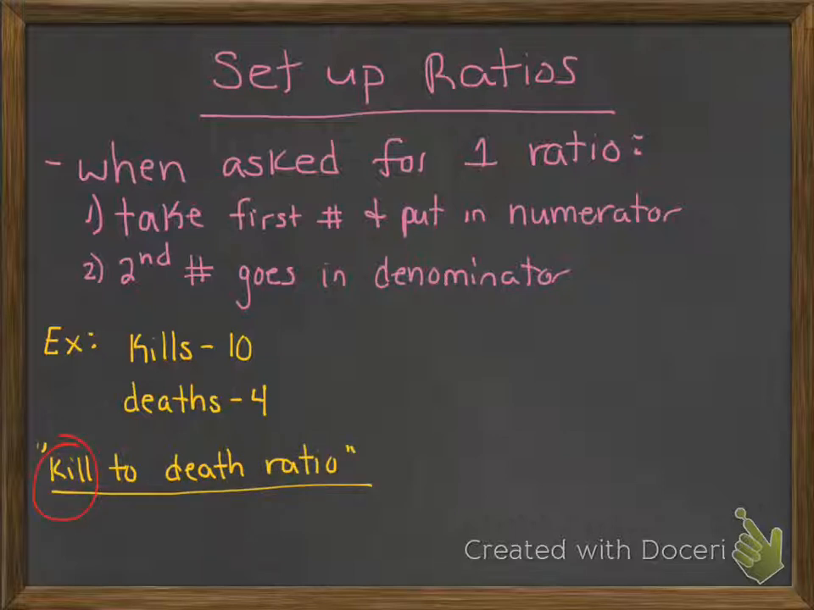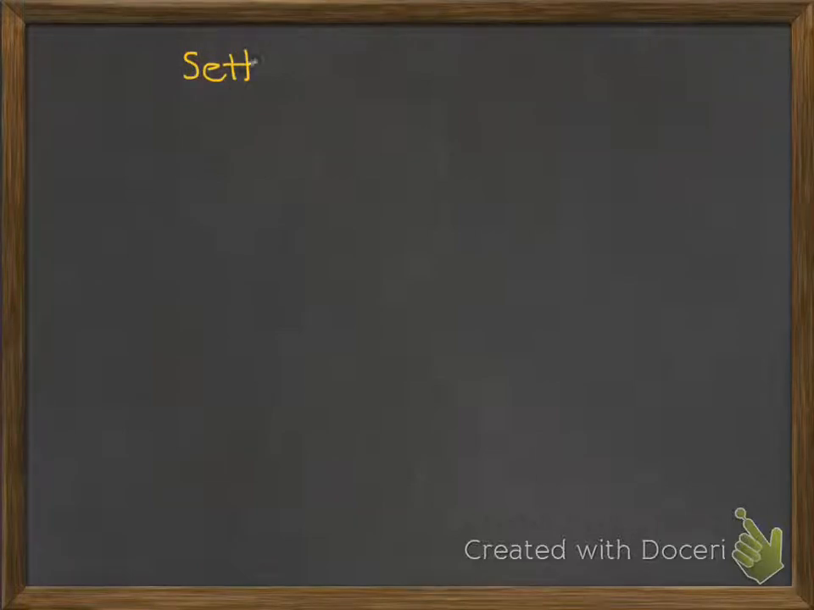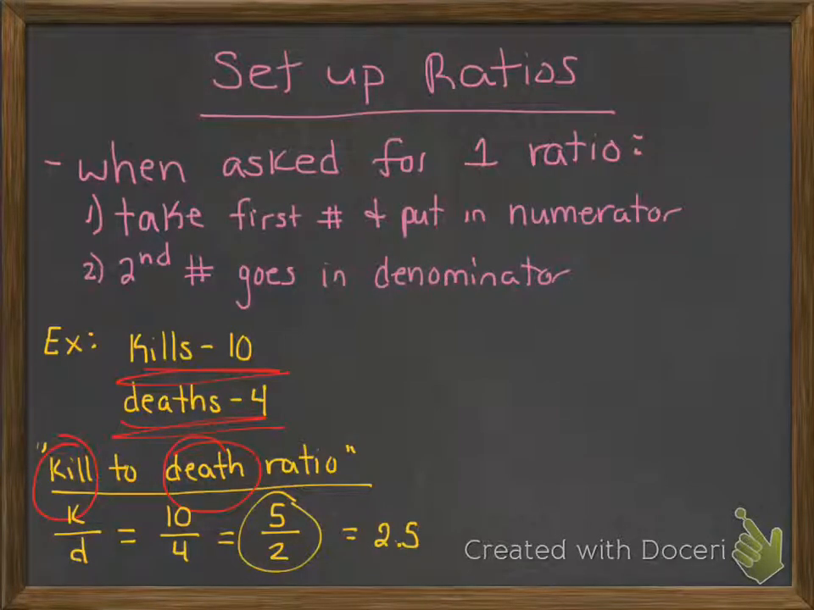So when we have a kill to death ratio, we have our kill first, so I know that 10 is going to go in my numerator, and then we have our death second, so my 4 is going to go in my denominator. So then we have K over D, so 10 over 4. We're going to simplify to 5 over 2. Now, when you play your video games, they're normally going to give you a decimal, so it would be 2.5, which is a pretty good kill-death ratio, I think.